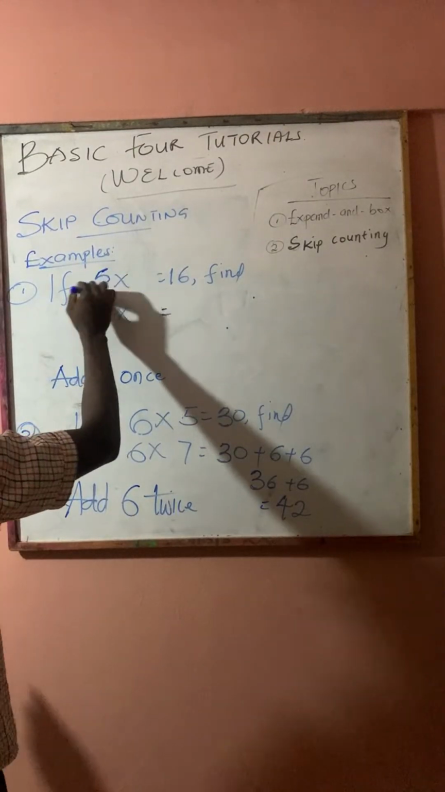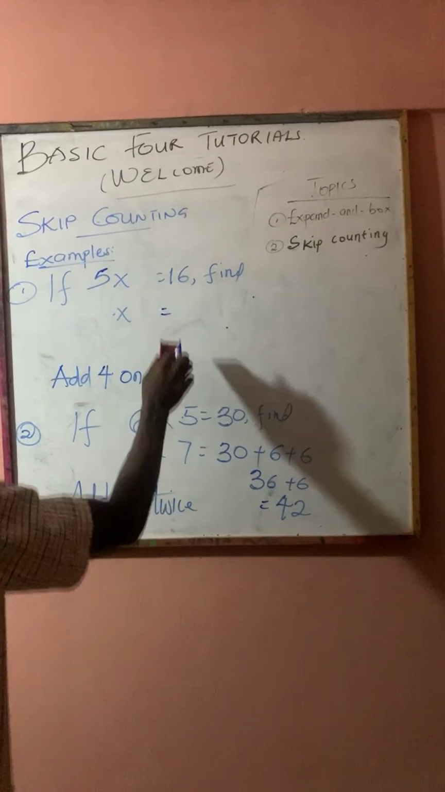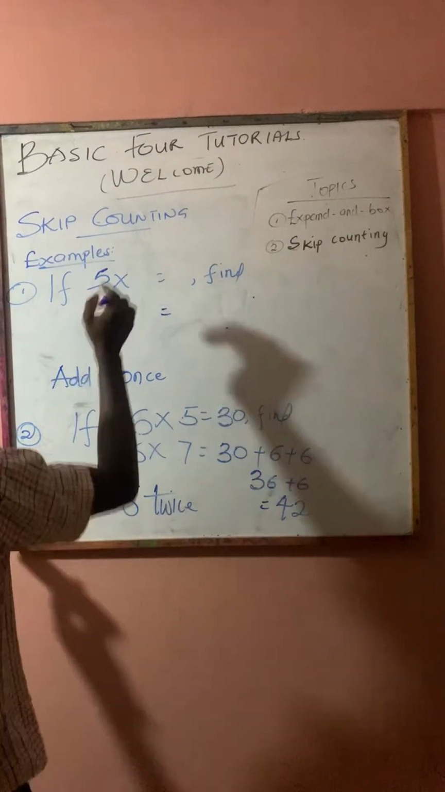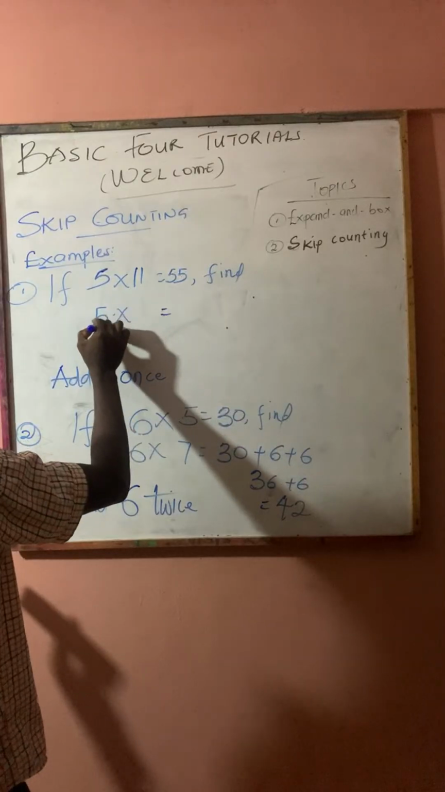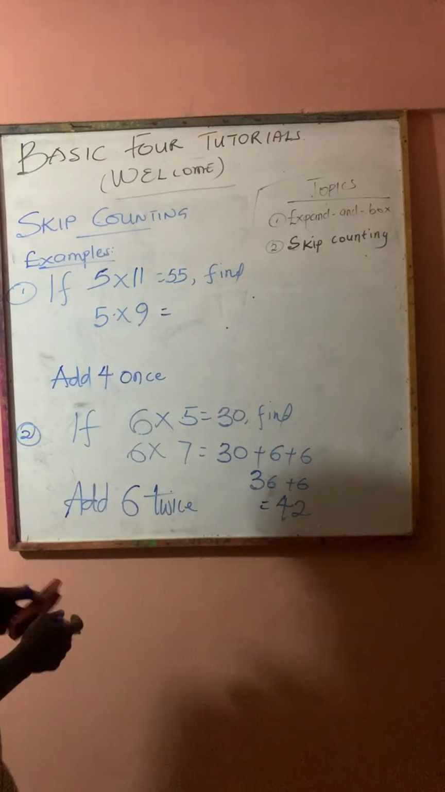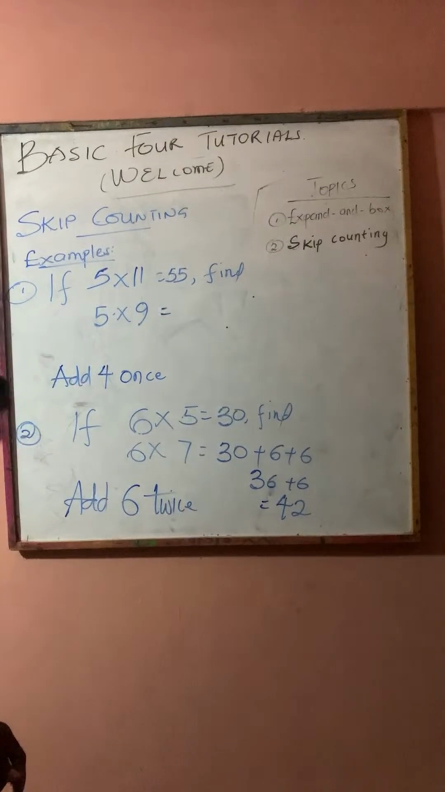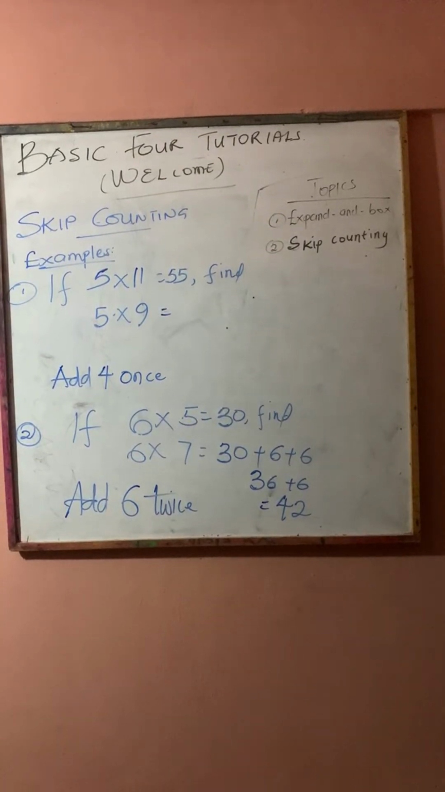If 5 times 11 equals 55, find 5 times 9. If 5 times 11 equals 55, find 5 times 9.